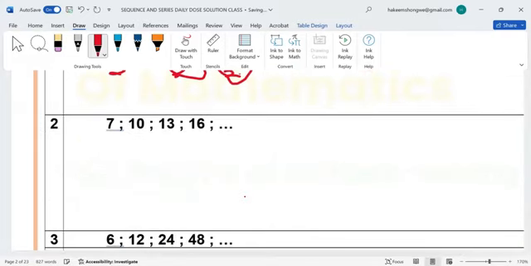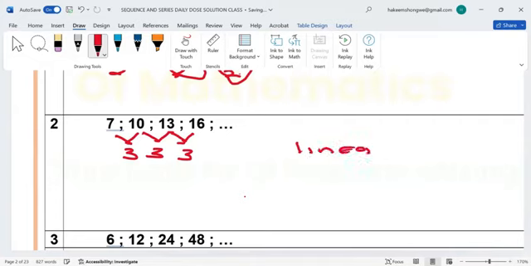First, we check the first difference. We have 16 minus 13. What is 16 minus 13? It's 3. 13 minus 10? It's 3. 10 minus 7? It's 3. What kind of a pattern is this one? This one, it's linear.